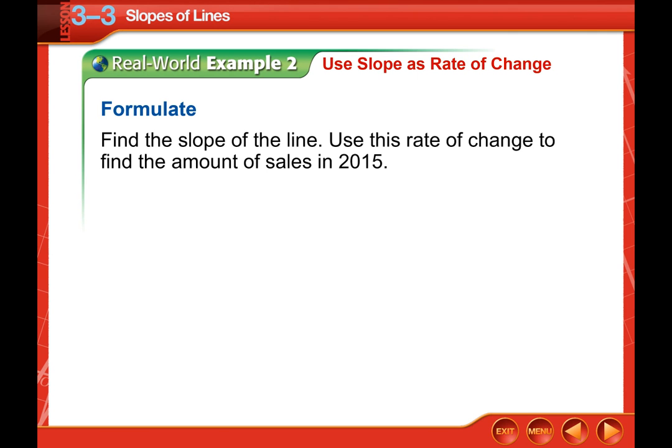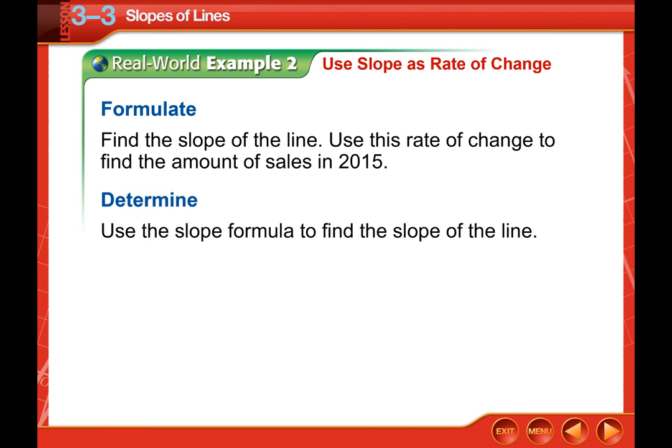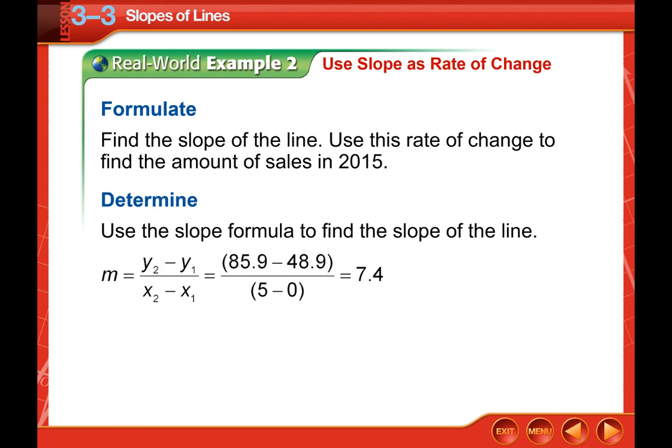So let's find the slope of the line. We need the change in y divided by the change in x. Change in y was 85.9, really 85.9 million, subtract 48.9 million. Okay, millions of dollars is really our unit here. And the change in years was 5 subtract 0. So when we do the math, the slope of that line is 7.4.